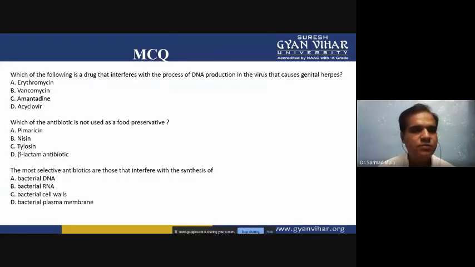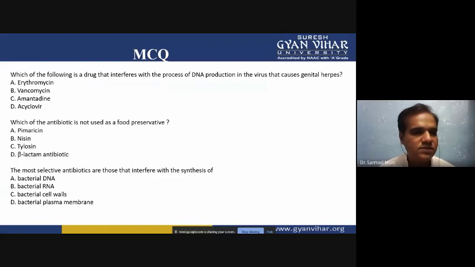Now we will see some important MCQs. The first one is: which of the following is a drug that interferes with the process of DNA production in the virus that causes genital herpes? Option A is erythromycin, option B is vancomycin, option C is amantadine, option D is acyclovir. You have to choose any one right answer.